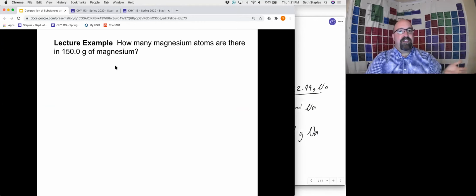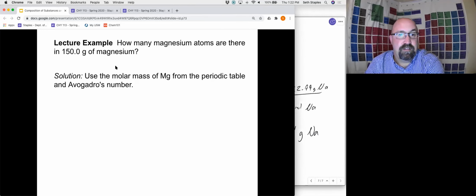And here's just some practice. See if you can do this one. Go ahead and pause the video now and see if you can calculate how many magnesium atoms there are in 150.0 grams of magnesium. Pause the video now and we'll see how you did. Did you get it? And so remember your solution, you're going to use the molar mass of magnesium. You're going to use Avogadro's number.